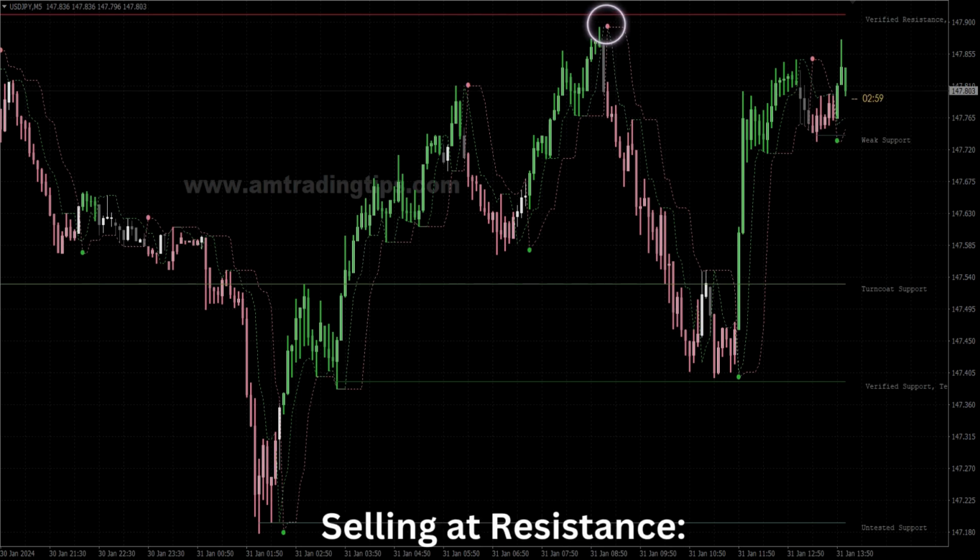Selling at resistance. When the price reaches or bounces back from a resistance level, and the indicator gives a sell signal, it's a good time to sell. Set your stop loss at the recent highest point, and aim to take your profit at the risk-to-reward ratio 1:1.